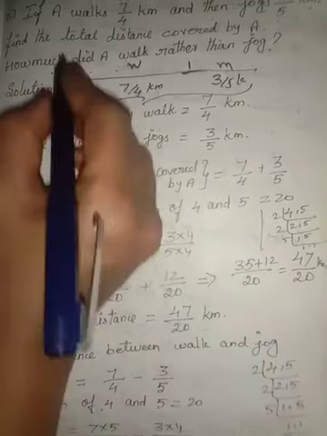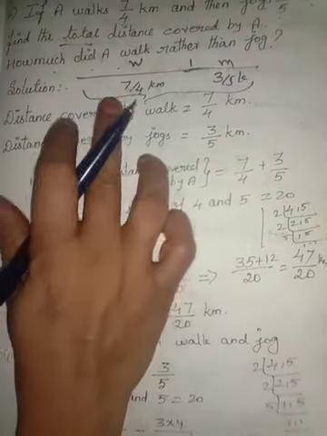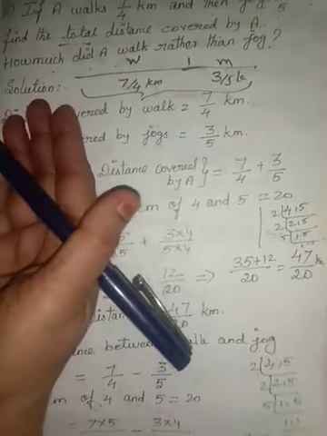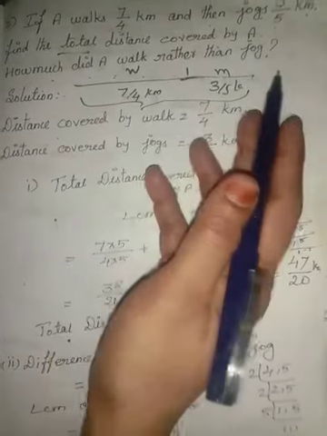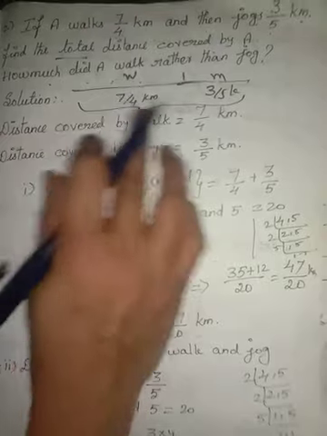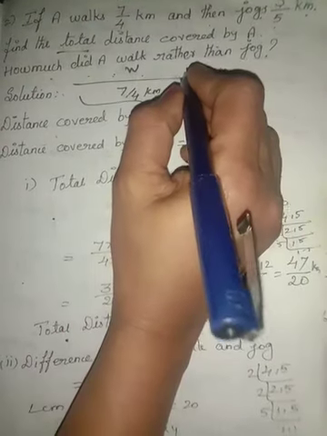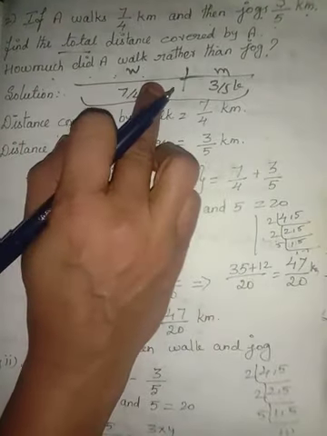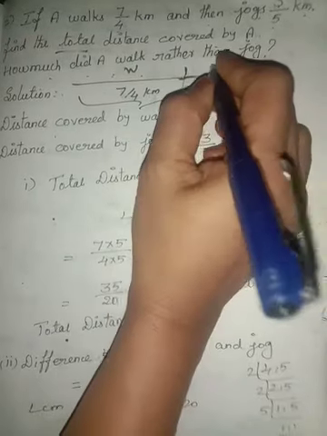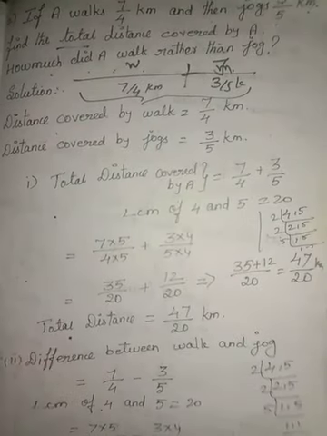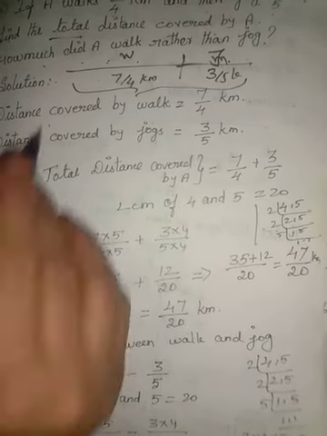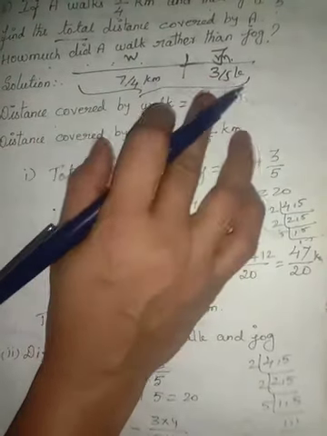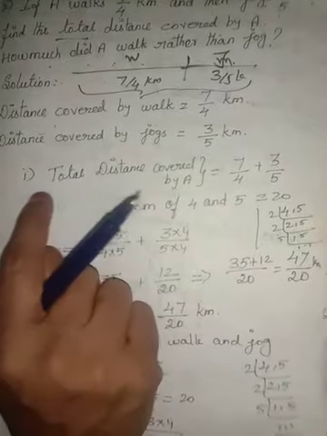For that, the total means adding the two rational numbers. The second one: how much did A walk rather than jog? From this figure we can easily say that the walking is greater than the jogging. We know that very well, but they are asking how much. So for that we take the difference between them. So the first question is the total.